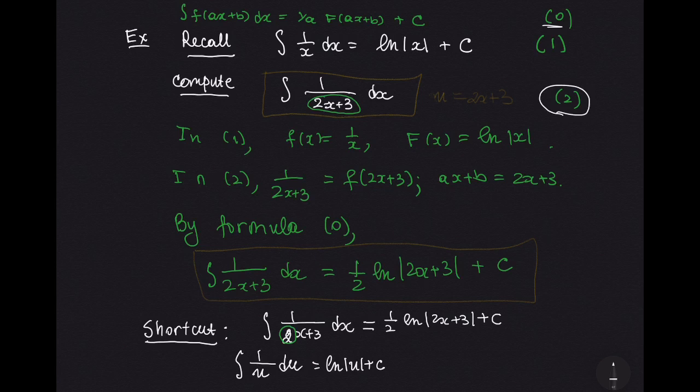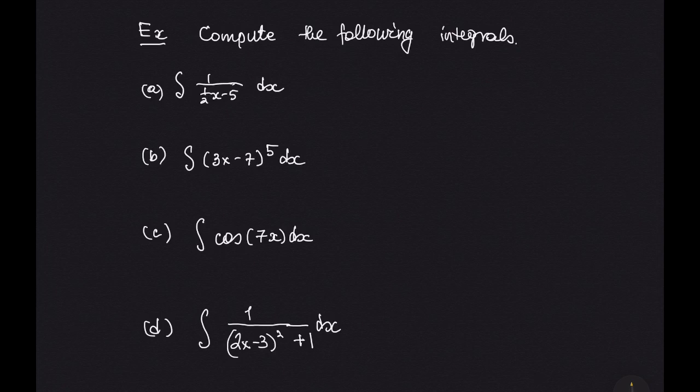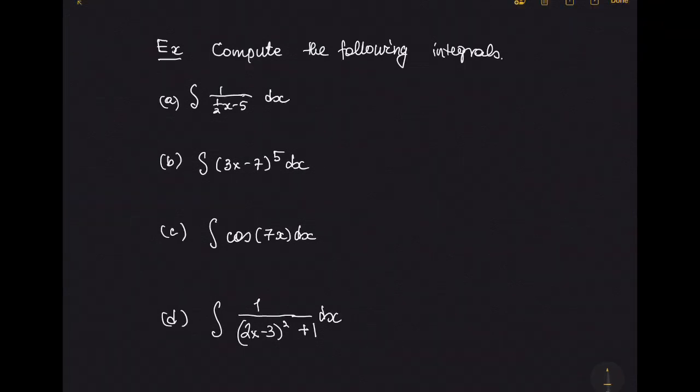So now you can see that we can compute this integral much faster as long as we realize what is going to be the antiderivative of the function if we denote the linear expression by u. So now let us consider the examples that are outlined here, A, B, C, and D, and we are going to apply the shortcut that we have just learned to these integrals.